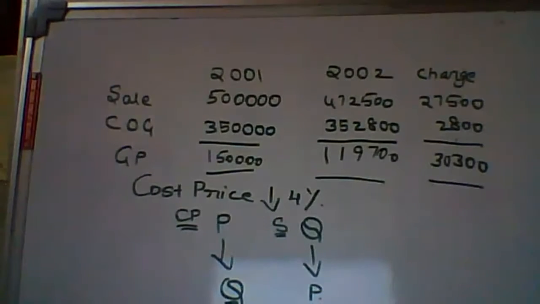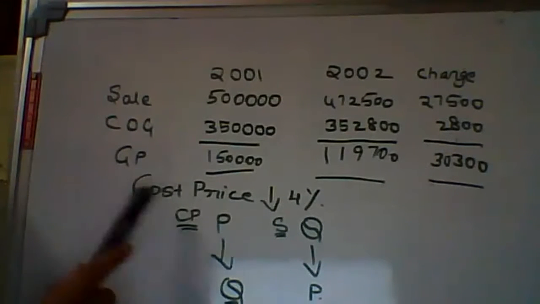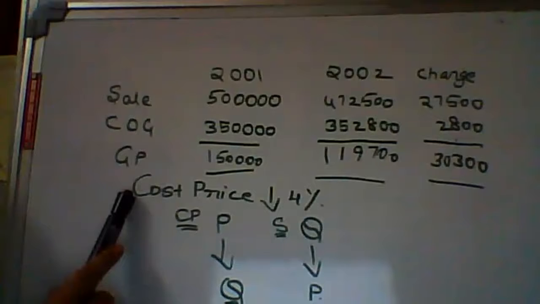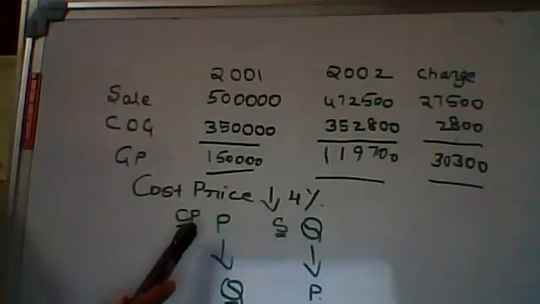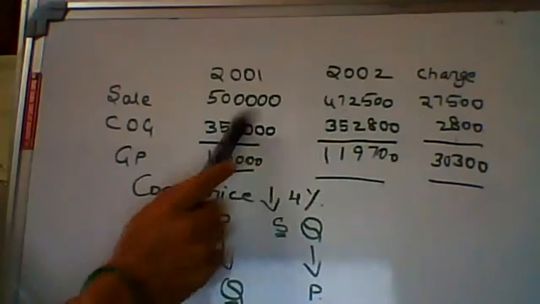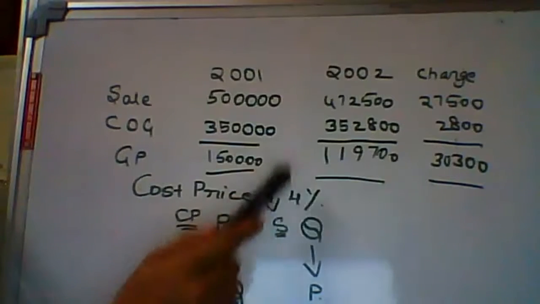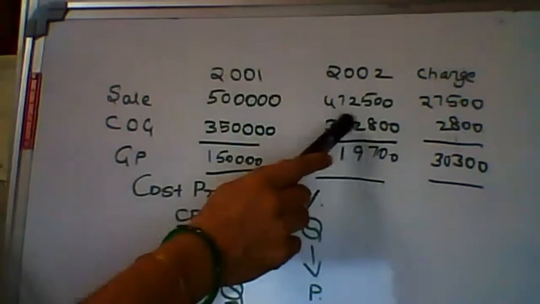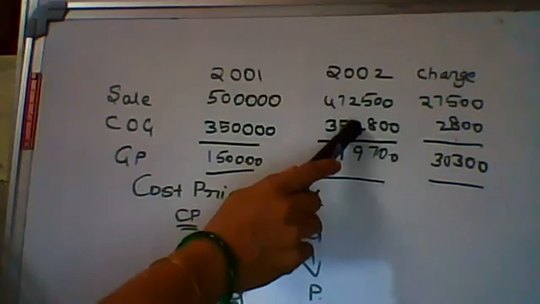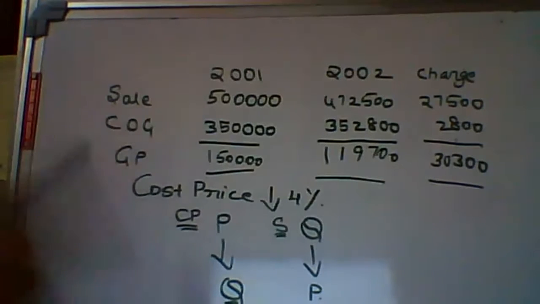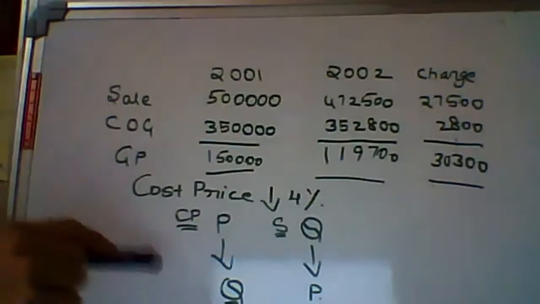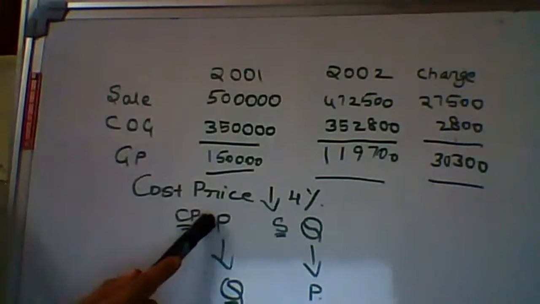This analysis you have to do to find out what is the difference due to price and what is the difference due to quantity. In this, as I already told, cost price is reducing by 4%. So you'll take the cost price and apply 4% on 2002. It means this 3,52,800 is 96%. How much should 2001 be? That way you'll do the reverse calculation and find out the price factor change.